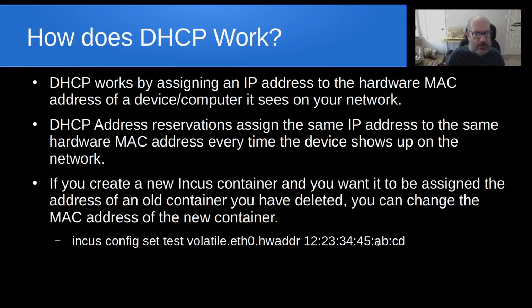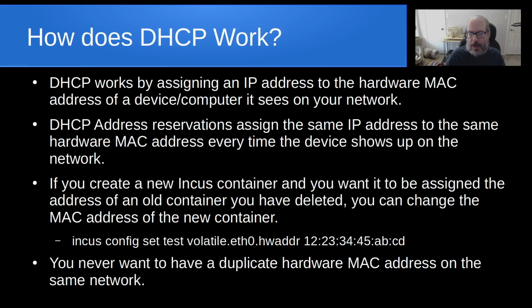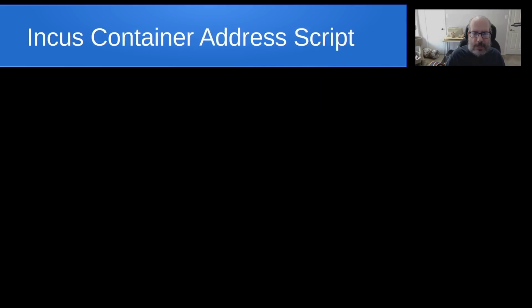So the advantage of this is that it allows that container to have the same address that the old container had, because since it has the same hardware MAC address, your router will assume it's the same device. So you never want to have a duplicate hardware MAC address on the same network, and in fact, Incus will not allow you to do so if you have another container on the same server that you're trying to set a duplicate MAC address on.